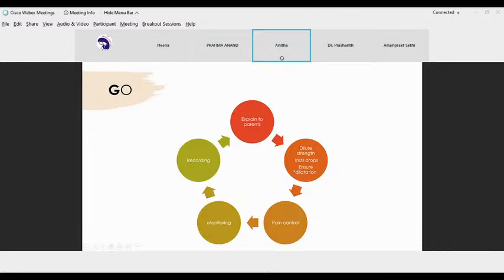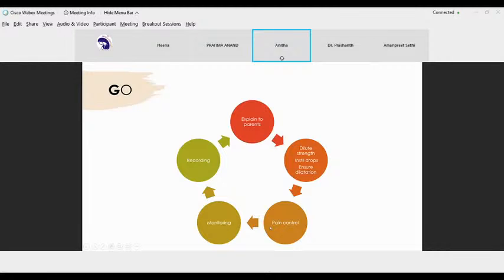Instill the drops in the lower palpebral conjunctiva. Ensure dilatation. The pupils will start dilating 30 minutes after almost twice instillation of your tropicamide, and they will remain dilated for another 30 to 45 minutes. So during the procedure, we can have pain control with anesthetic proparacaine drops, etc.